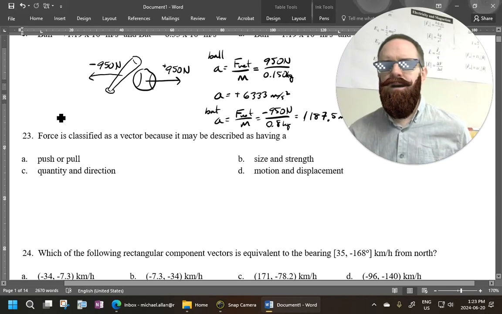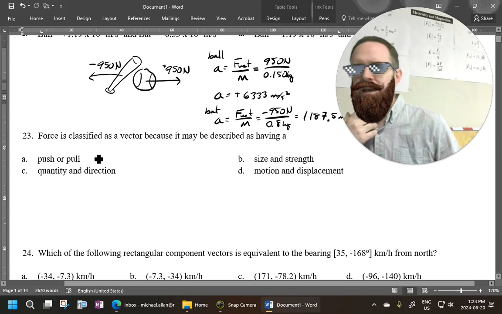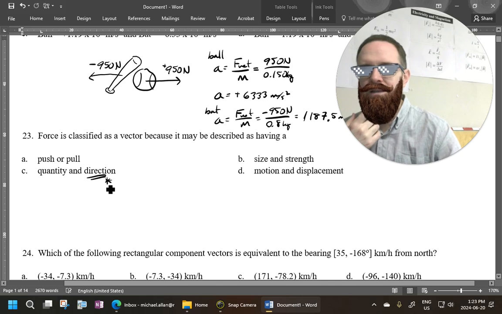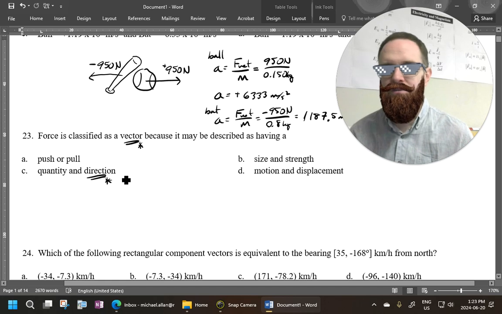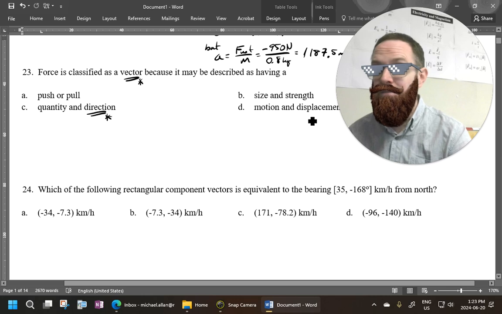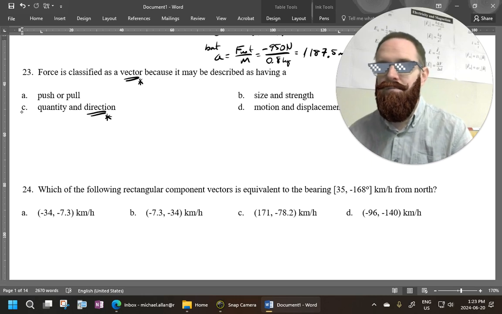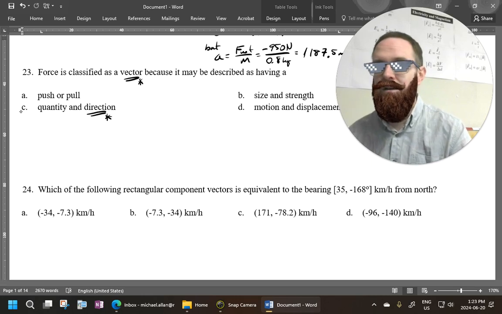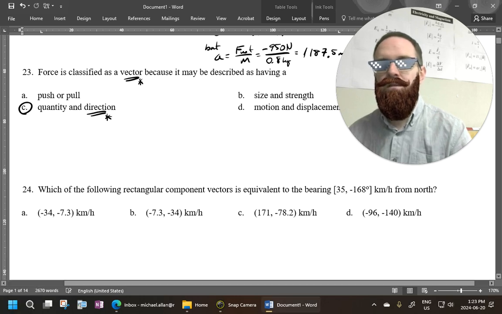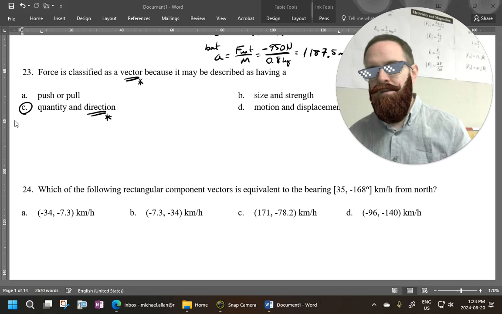Okay, force is classified as a vector because it has quantity and direction, right? So that's the key part here. Vectors have magnitude and direction, right? There's lots of different vectors out there. You can't just say they all have displacement because they don't. Some are just forces, some are velocities, some are accelerations, not all displacements. Right, so in this case, answer C.